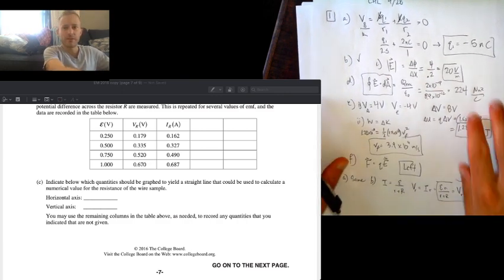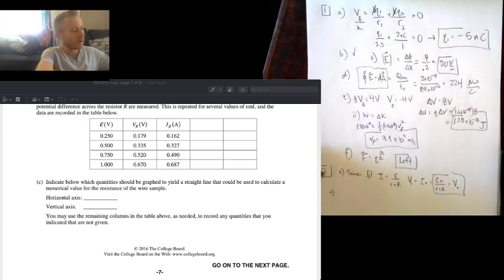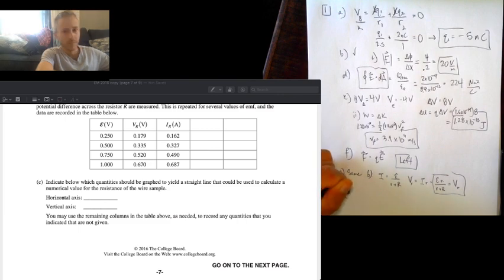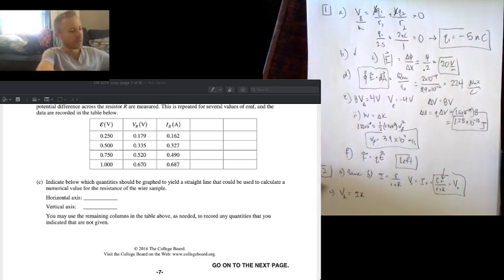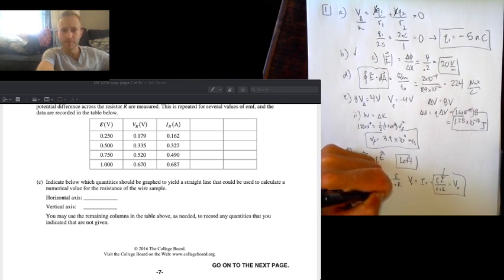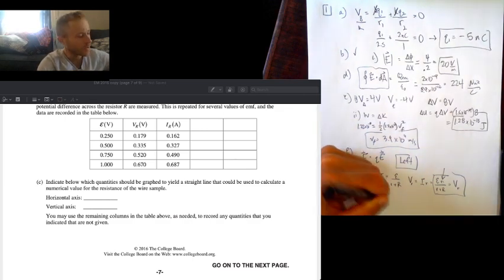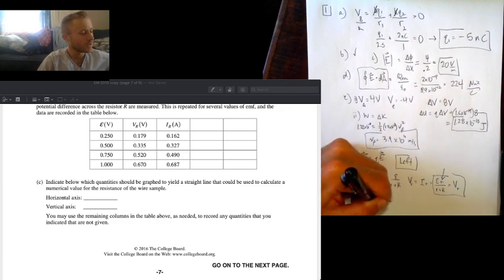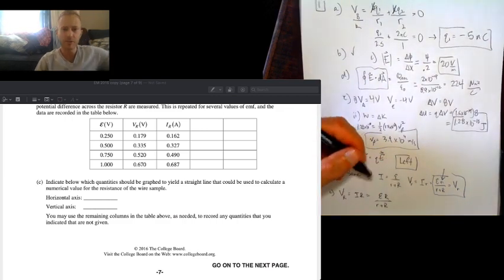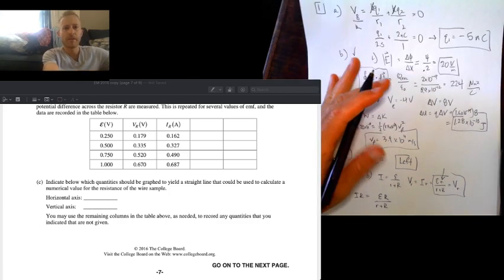What I'm going to say is the voltage across big R is going to be the same equation as this, only it would be I times big R. So it's going to be epsilon times big R over little r plus big R. So that's the voltage there.